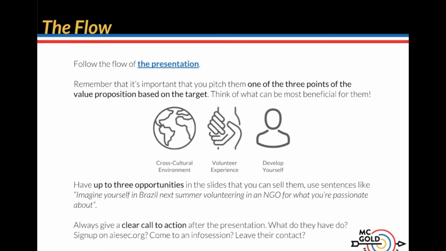And then always have a clear call to action. After the presentation, they need to know exactly what they have to do. They need to know what is next. Do they need to sign up? Do they need to come to an info session? Do they just have to leave their contact? This has to be very, very clear.